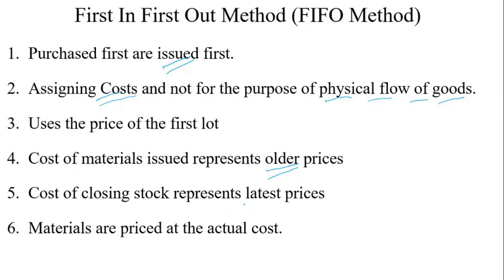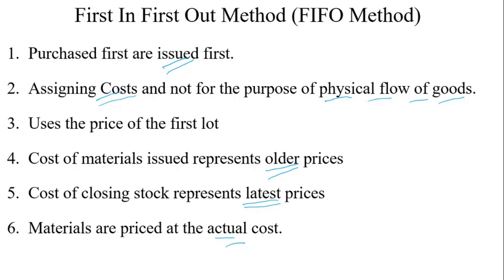Cost of closing stock represents latest prices, because we are following the first in first out method. That means the oldest purchases are going to be issued first. In that case, the latest purchases and latest prices are going to be kept in the godown, that is in the stock. That is the reason why the latest purchases or latest prices are going to be kept in the closing stock. Materials are priced at the actual cost. Under this method, the materials are priced at actual cost.